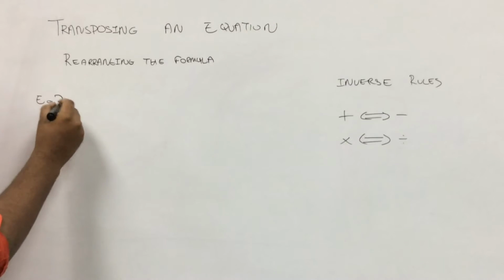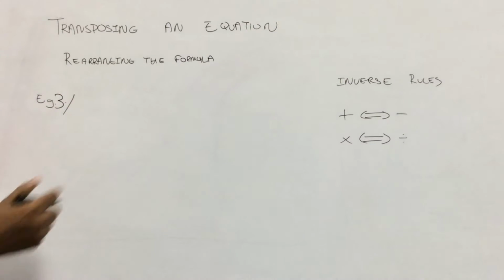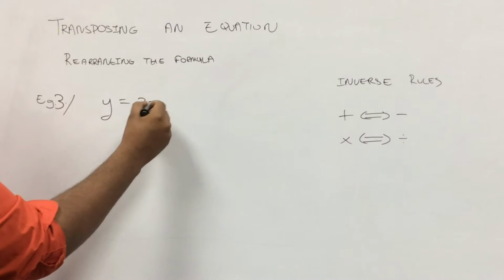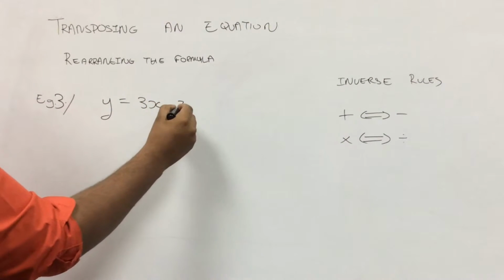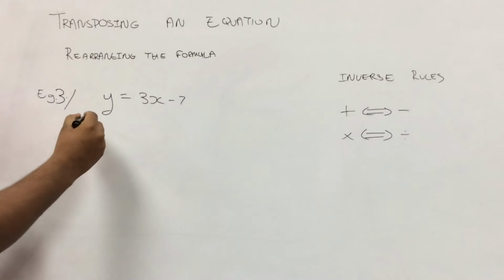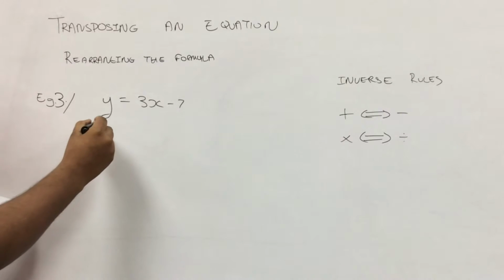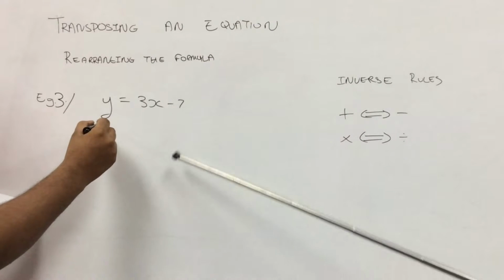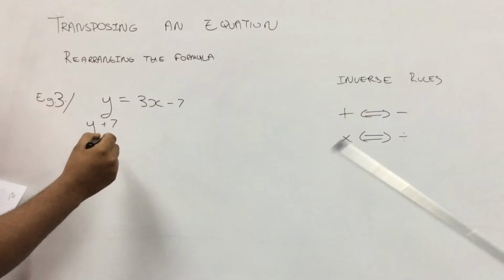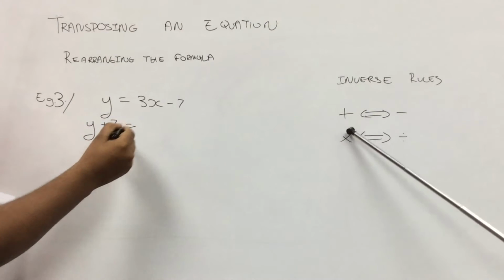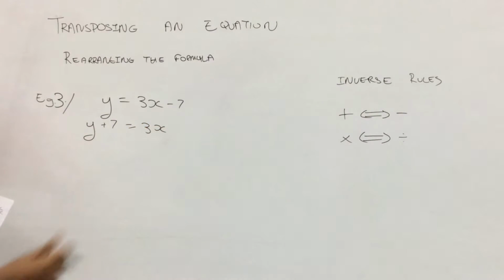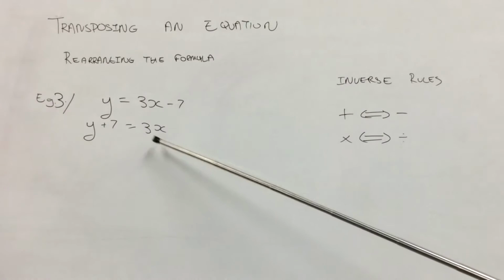We now go to example 3. Y is equal to 3x minus 7. We want to make x the subject of the formula. So we take the negative 7 and carry it across the equal sign, we get plus 7. So the equation reads y plus 7 equals 3x.